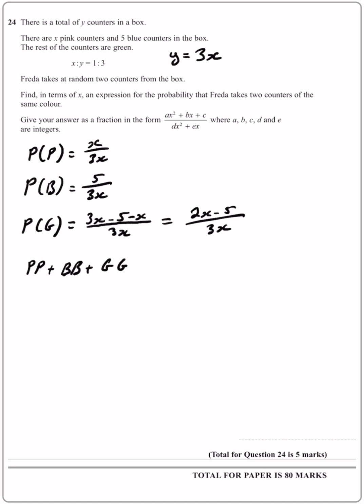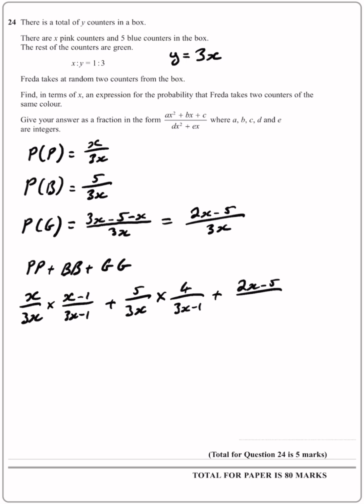Then we want the probability of picking 2 of the same, so that's pink pink or blue blue or green green. For pink pink, if the first pink pick is x out of 3x, for the second one I'm going to decrease the numerator and the denominator by 1 because we've taken one pink one out. So it's going to be x minus 1 over 3x minus 1. For blue, I do exactly the same: 5 over 3x, and then subtract the top and bottom by 1, so 4 over 3x minus 1. And similarly for green, the first pick is 2x minus 5 over 3x, and then 2x minus 6 over 3x minus 1.